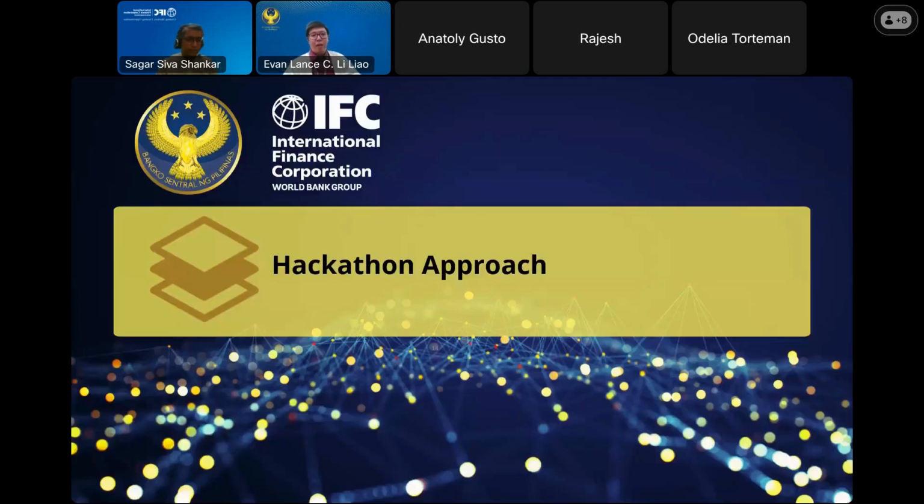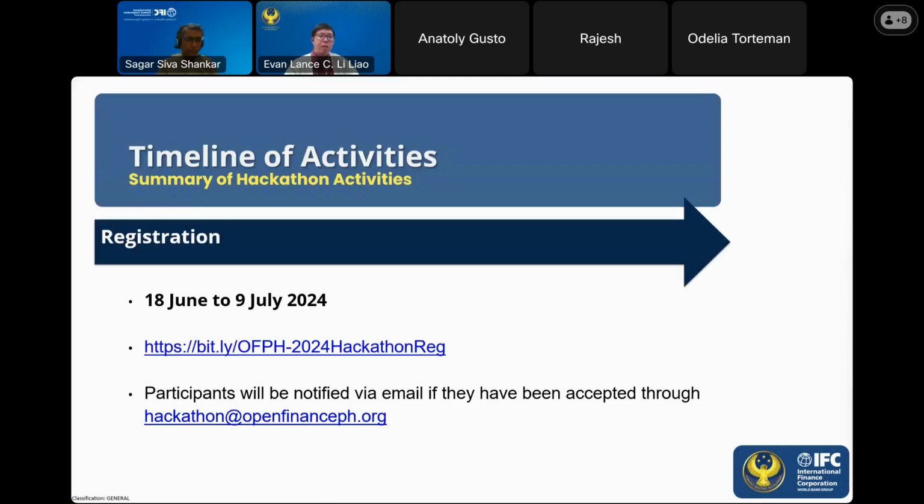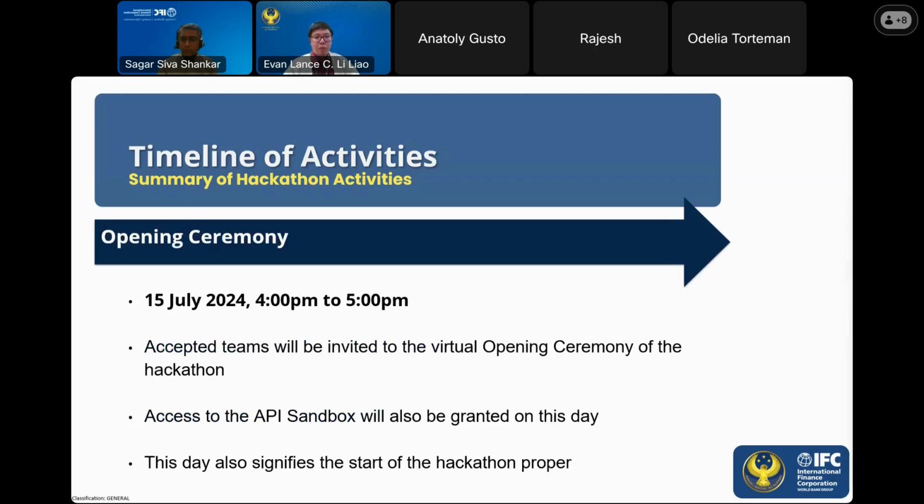Now, with regards to the hackathon itself, we have the summary of the schedule or the timeline of activities, and we'll be going through these one by one. The registration is from 18 June to 9 July 2024. The registration link is shown on the screen right now. The participants who registered will be notified via email whether they have been accepted or not through hackathon@openfinanceph.org.